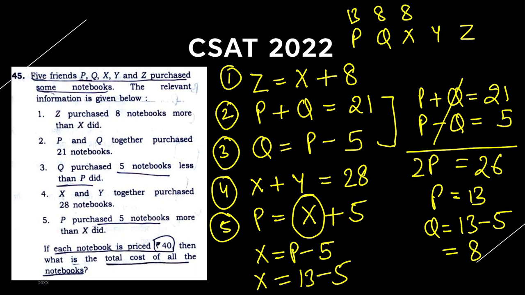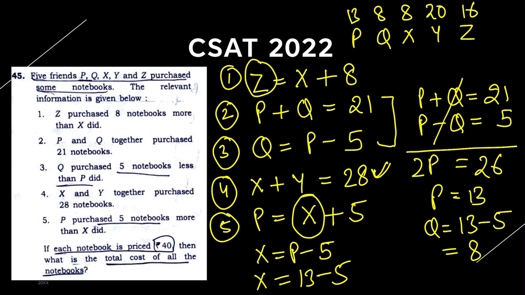Now this is done. Now Z is X plus 8, which is 8 more than X. So Z should be 8 plus 8, which is 16. And Y comes from this statement: X plus Y is 28. If X is 8, then Y is 20. I hope this is clear.